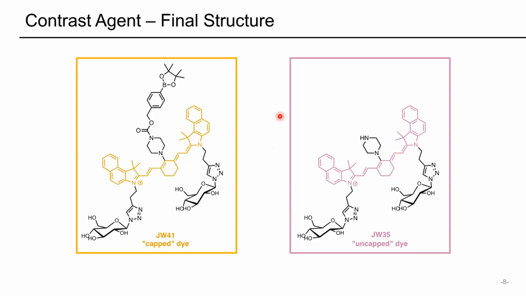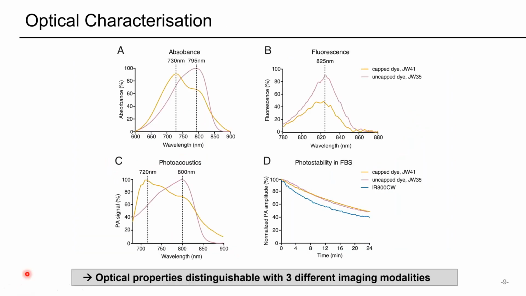So having synthesized these two structures, we first investigated their optical profiles. And as I hope you can appreciate from the graphs A, B, and C, the optical profiles of the two versions of the dye, so the capped and the uncapped dye, can be clearly distinguished with the three imaging modalities: absorption, fluorescence, and photoacoustics. And also the photostability looked rather promising for both dye versions.